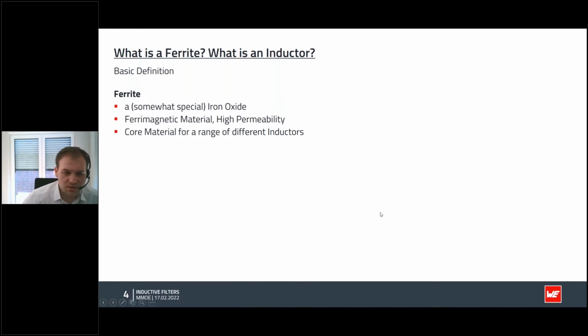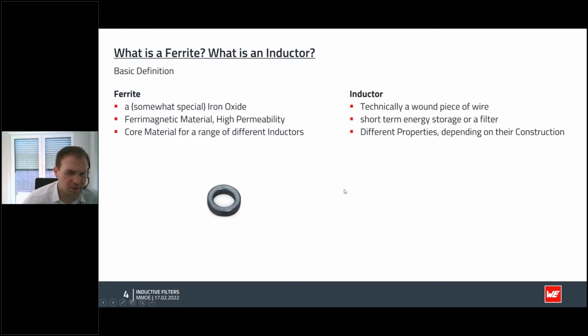So it's not only used by itself in a ferrite ring, as we can see here, but also as a core material for a wide range of different types of inductors. What is an inductor? An inductor is technically a wire that is wound around some kind of magnetic core, and can be either used as a short-term energy storage or as a filter component, as we will see today.